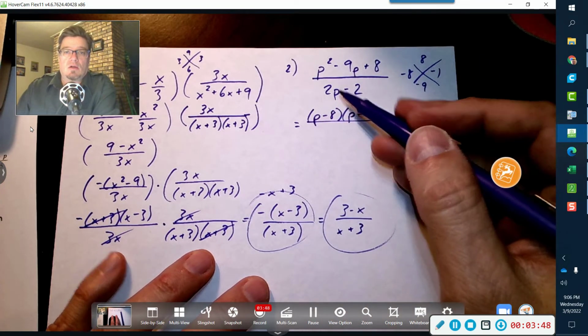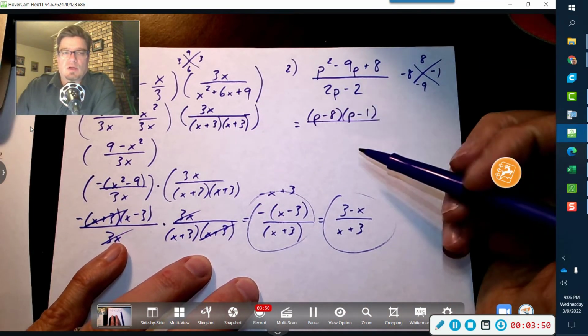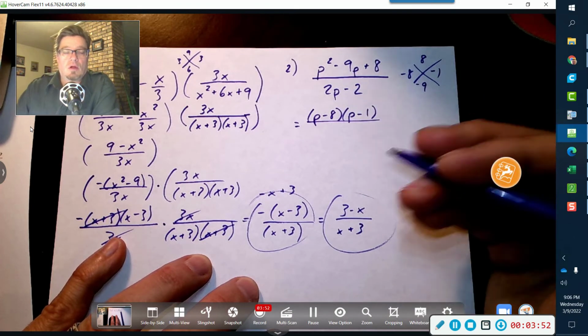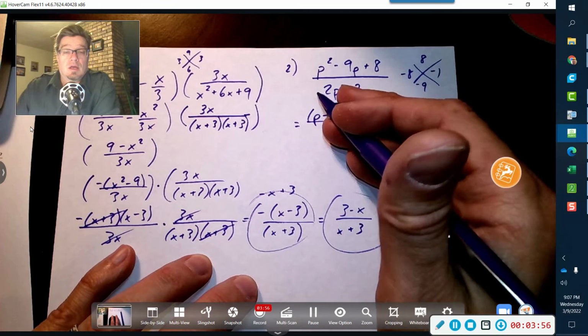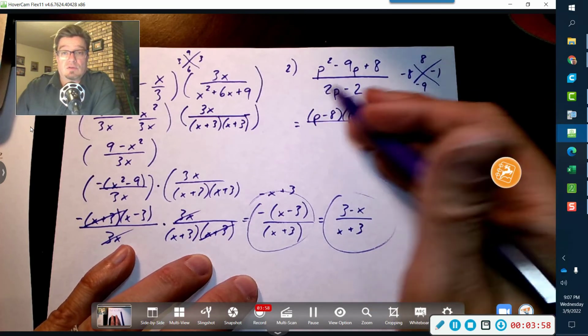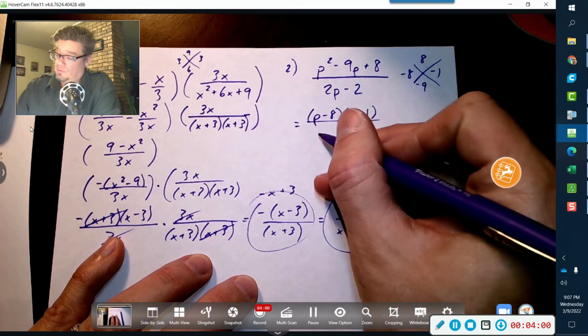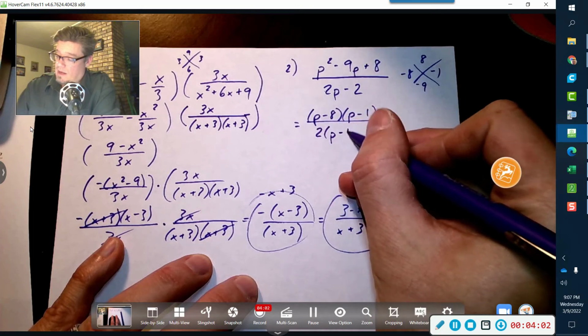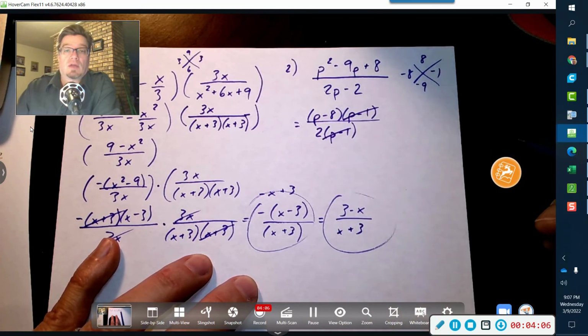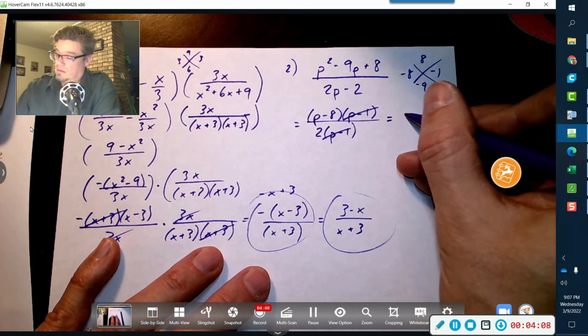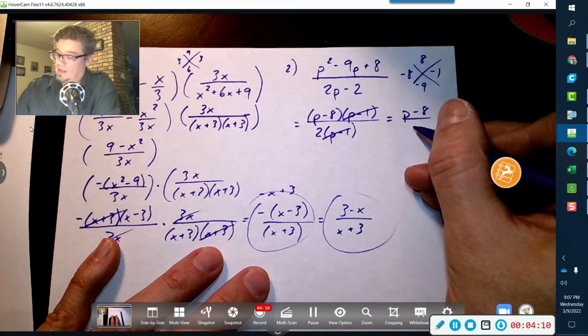Now here, I can't do the x method, it's not a quadratic. So all I have is a GCF. If you look at the greatest common factor that these two terms have, it's actually 2. Once I factor that out, I actually get a p minus 1. That is when I can cancel those out. They go to 1, and I'm left with p minus 8 over 2.